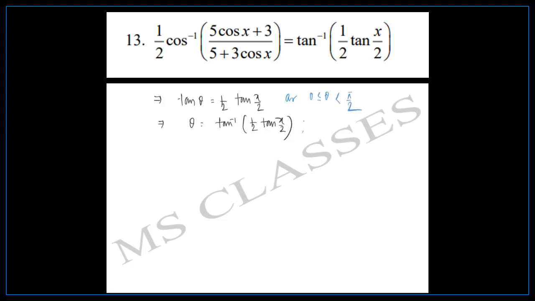And why could we write the inverse here also? Because here you can see, you write here: tan function is invertible when x belongs to minus pi by 2 to pi by 2. And here the value is lying from 0 to pi by 2. So obviously invertible.